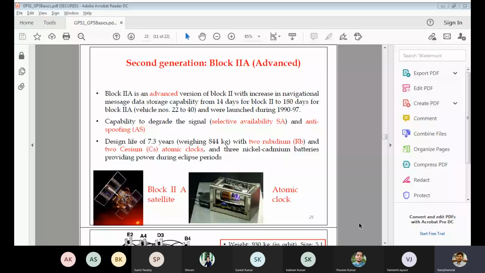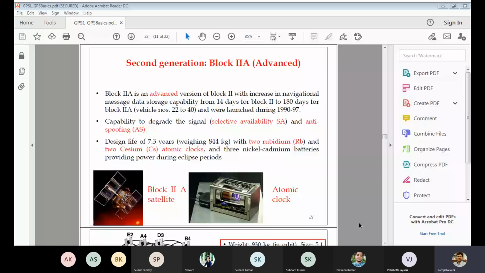Cesium and rubidium clocks are there. This is the bird cage which I was referring to. You have A, B, C, D, E, F, G. No, A, B, C, D, E, F.